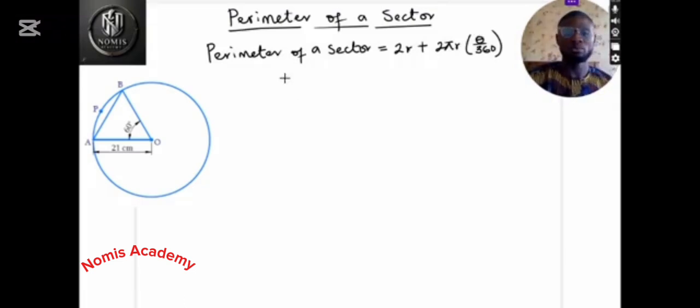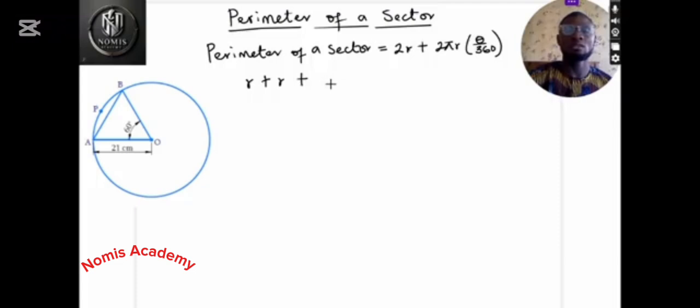It is simple. Remember, I said that perimeter or circumference of any shape is the total length of the lines that make up that shape. Let's break this formula down. So look at this 2r. This 2r is gotten from the radius. Remember that it is bounded by two radii. So the first radius plus the second radius. Now plus the circumference of the circle. Remember that it is a part of a circle. So the circumference of the circle times theta all over 360.